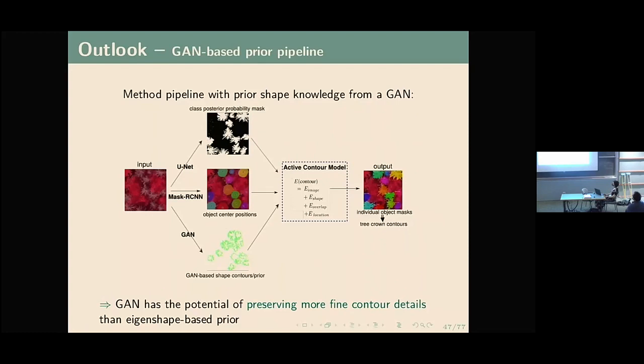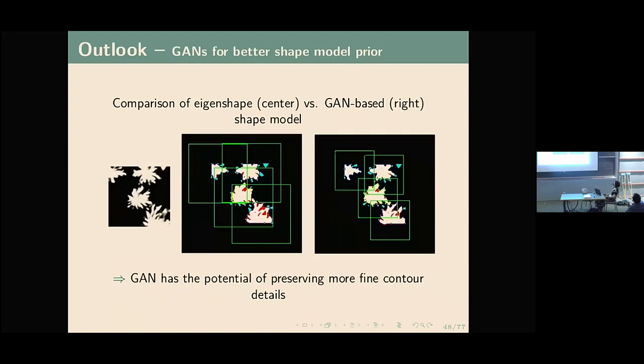One more thing. Oh, I do. Cool. Yeah, so this is a comparison of the eigenshape, that thing I described earlier, versus a GAN-based shape model. So the contours that were learned based on these. So GAN has a potential definitely of preserving more fine contour details. You see how it's already getting into these, like, I don't know what you call those arms of the tree crowns. I think, yeah.